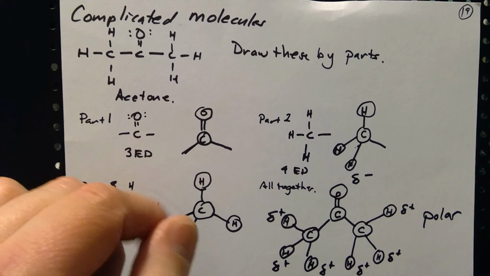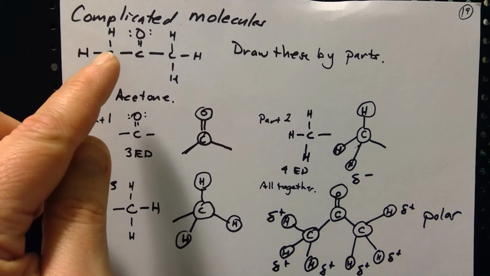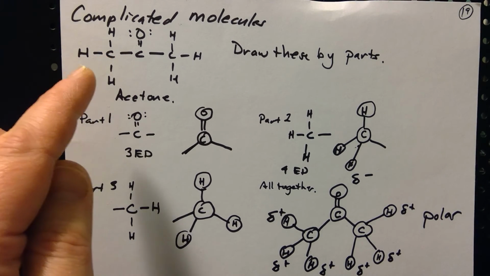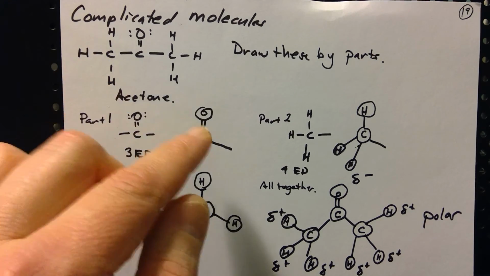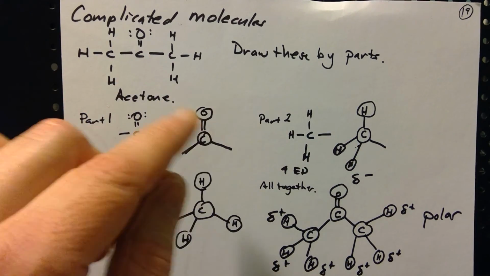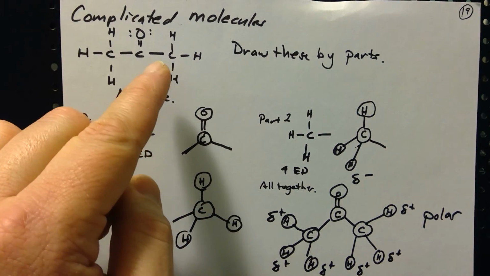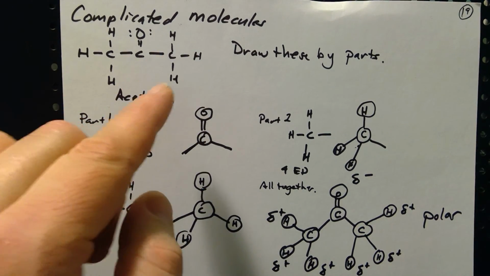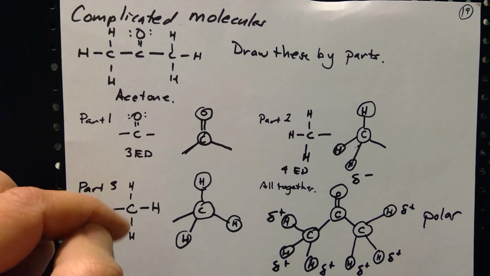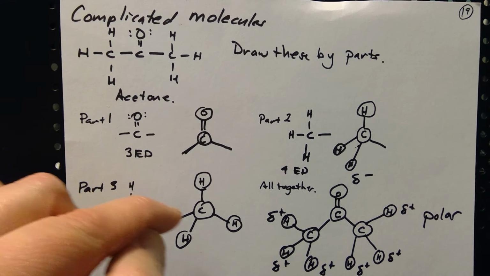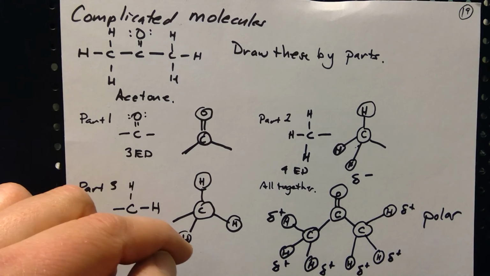Okay, part 2 is this sort of side, based off of that carbon atom. Well, it's 4 electron domains, so that part's a little tetrahedral. And the dash at the side is where it will be connecting to this one. Part 3 is over here. It's another spot where you've got 4 electron domains around that carbon, so that's also a little tetrahedral shape.